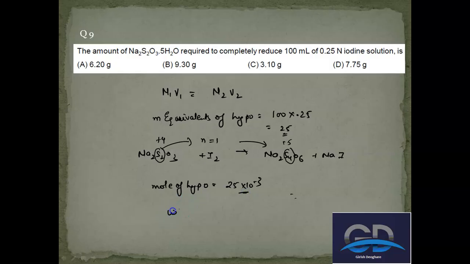Right, and therefore weight of this would be number of moles, 25 into 10 raised to power minus 3, into its weight. The molecular weight of Na2S2O3 is 248. So multiply by 248 and answer comes out to be 6.2 grams. So answer for this particular question is A.